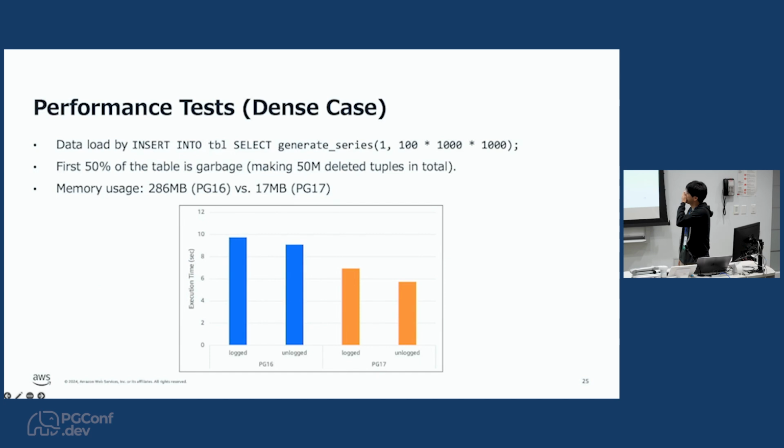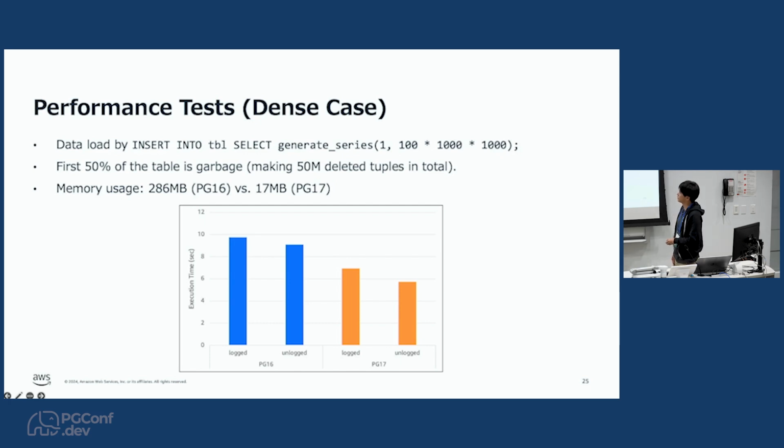So this is a dense case. Dense case means I inserted 10 million tuples into the table, and I deleted the first 50% of the table, making 15 million deleted tuples in total. And the blue bar is the PG16, and the orange bar is the PG17, and the y-axis shows the total execution time of the vacuum. And I tested with both a logged table and an unlogged table.